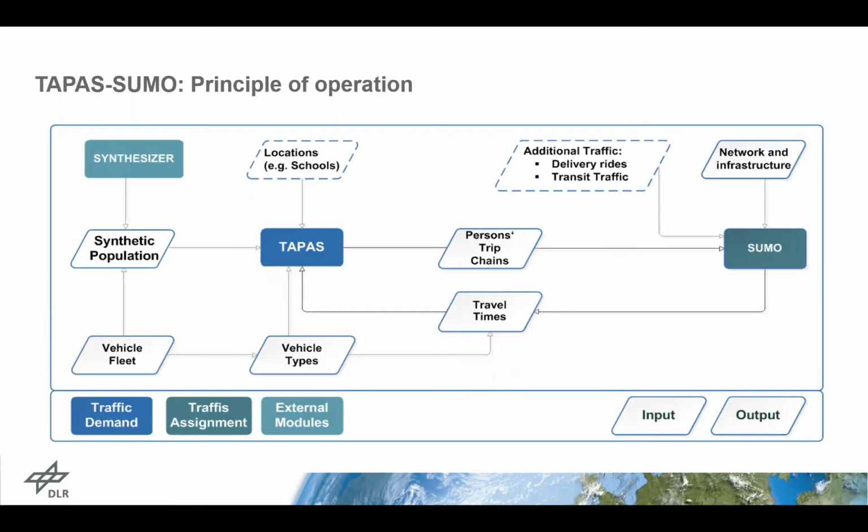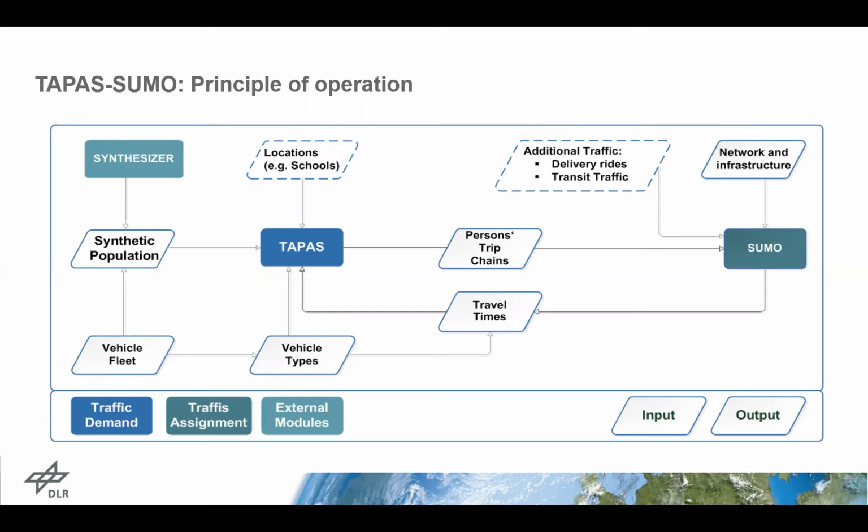So the principal operation here, that's the overall flow chart. You see TAPAS and SUMO in the middle. Then we have a small extra model which we have not released as open source yet, but it's planned to be, which is called the synthesizer. This is because TAPAS is doing trips for a synthetic population. So we get all persons for your study area, and we have a vehicle fleet for this population, and we somehow match them. This is all done by the synthesizer, and it's an optional model.